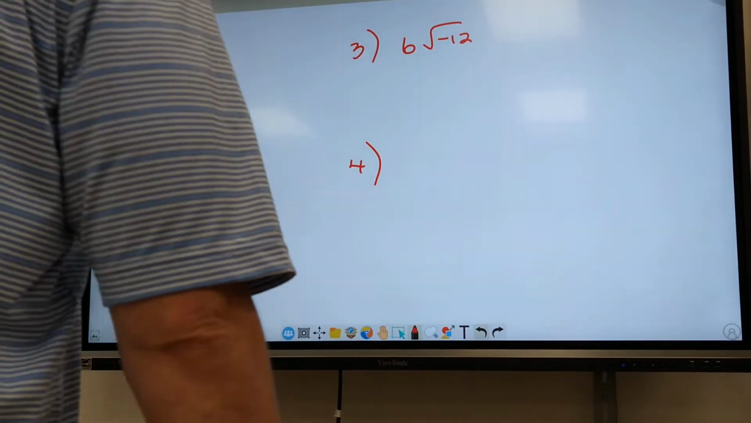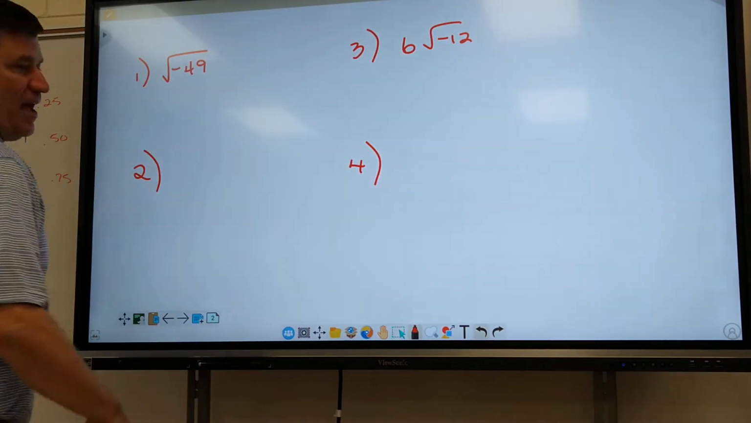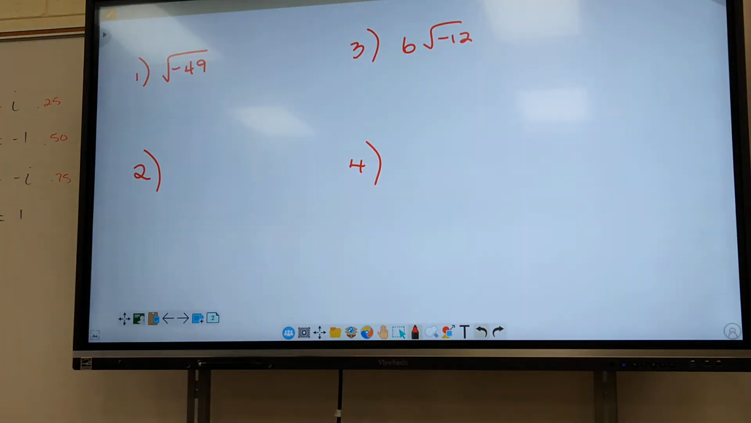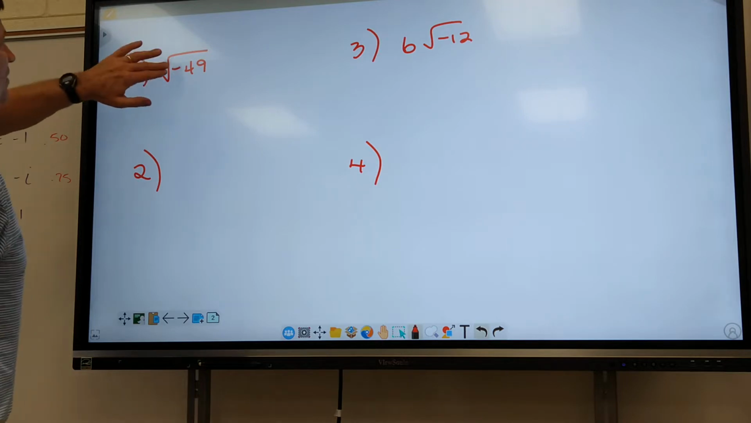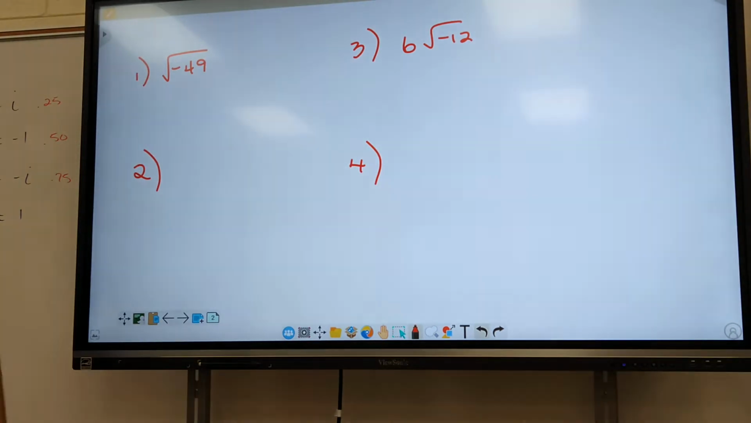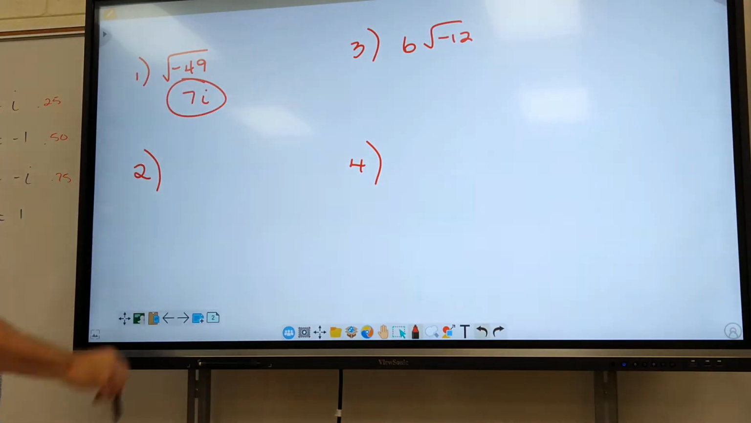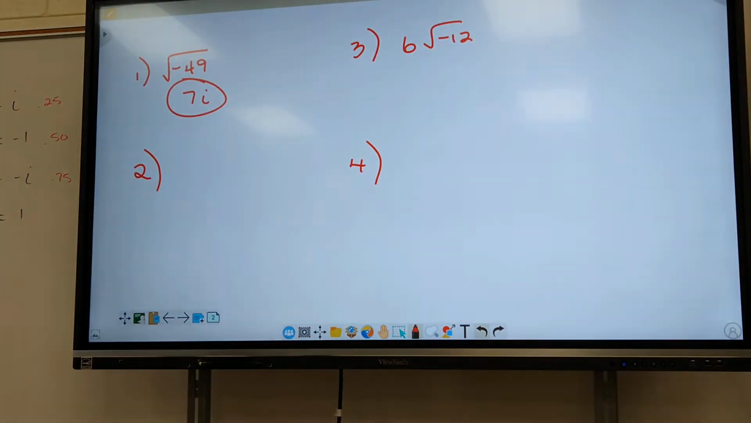All right, look at number 1. If you guys enter the square root of negative 49 in your calculator, what's it going to give you? Error, domain error. So don't worry about the negative. Let's just figure out what the square root of positive 49 is. So my answer is 7i. Where did the i come from? The negative.